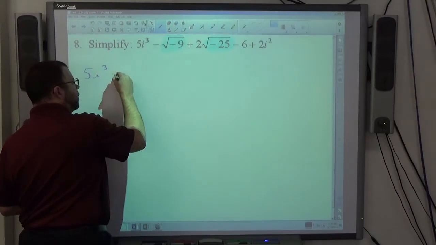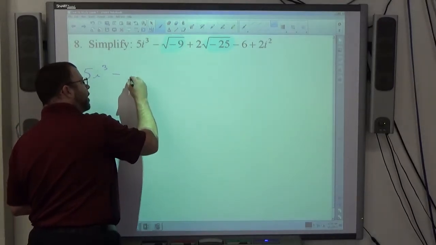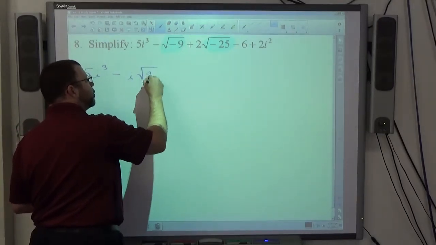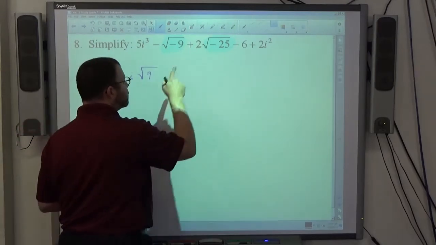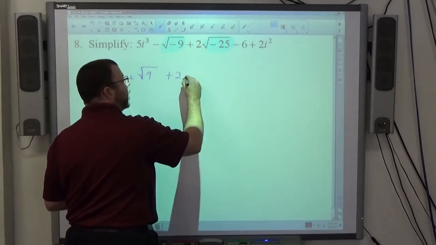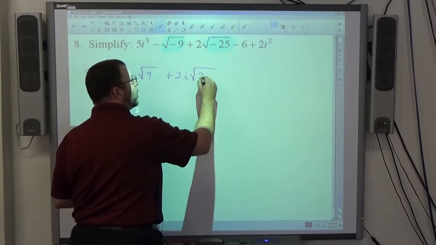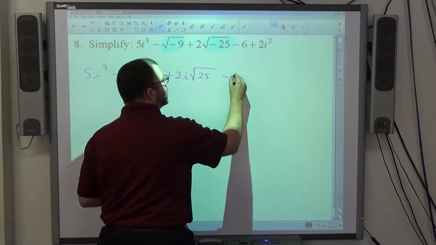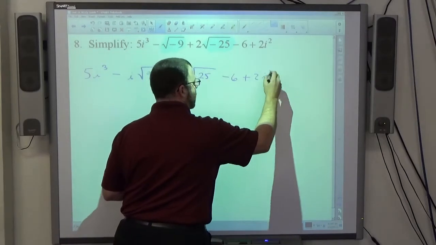This minus sign is still minus. This negative in the radical creates a positive i outside the radical. The square root of 9 stays a square root. This plus 2 stays plus 2. This negative inside the radical creates a positive i outside the radical. The 25 stays in. And then minus 6 plus 2i squared.